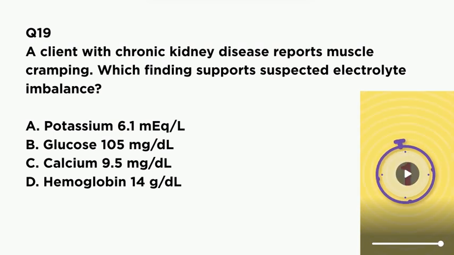A is the correct answer. High potassium can produce muscle symptoms and is common in kidney disease. B is incorrect because normal glucose does not explain cramping. C is also incorrect because normal calcium does not support the symptom. D is also incorrect because normal hemoglobin does not really indicate an imbalance.